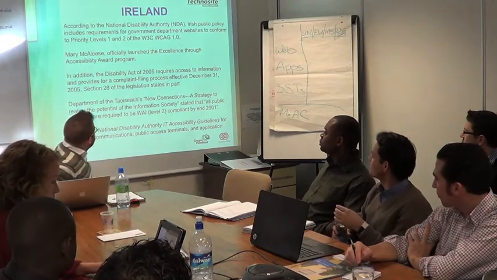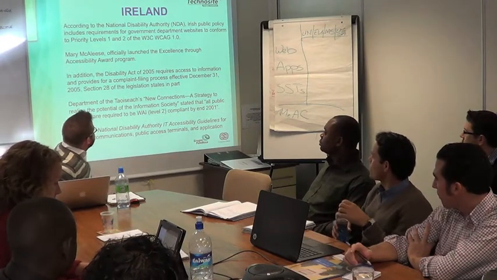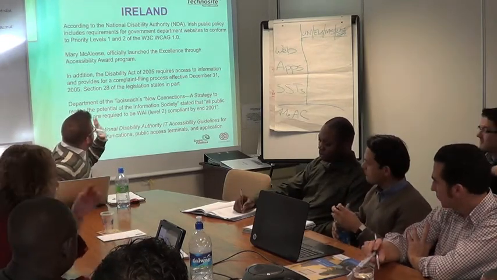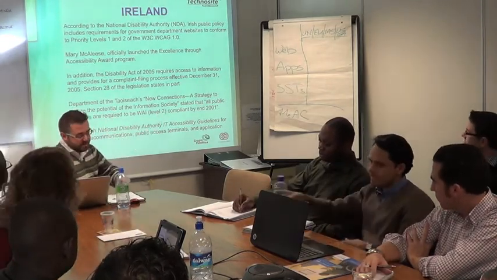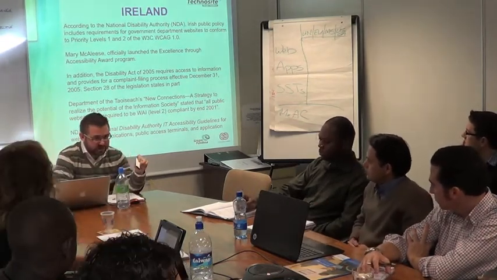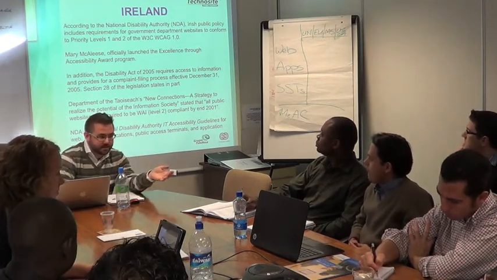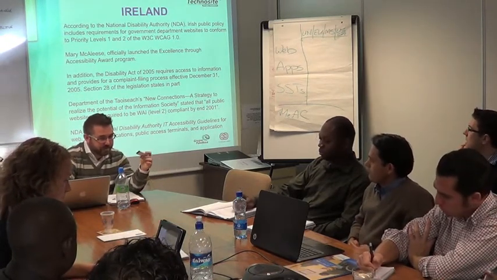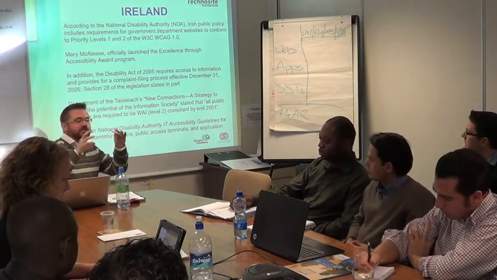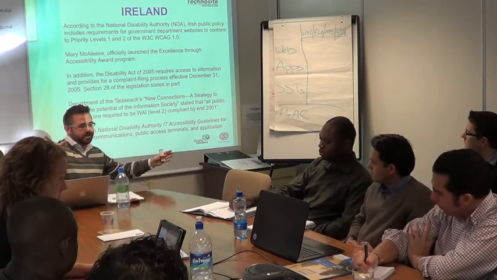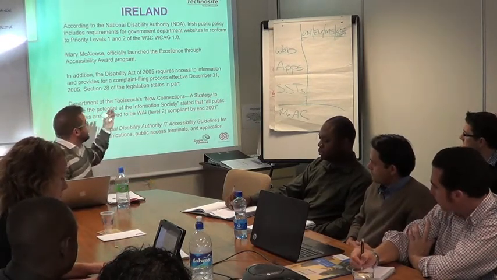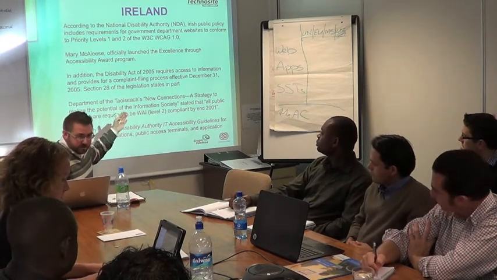check for Ireland. Also, the Disability Act of 2005 requires access to information and provides for a complaint filing process. So that's really interesting what Ireland has done. It's not just enforcing accessibility, but also the people can police themselves. So I think that's a really interesting aspect as well, because it's not just creating legislation, it's also enforcing it. Now, who enforces it? In this aspect, the people have a chance to enforce it.